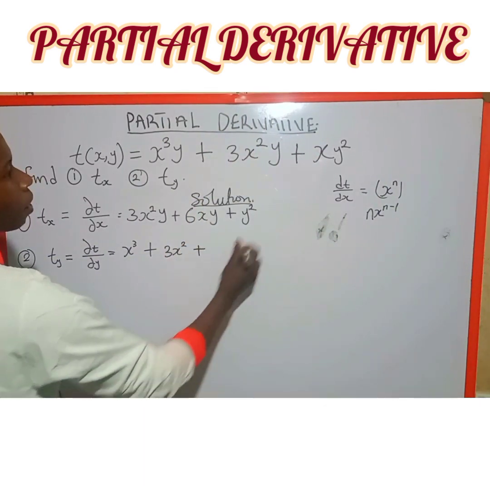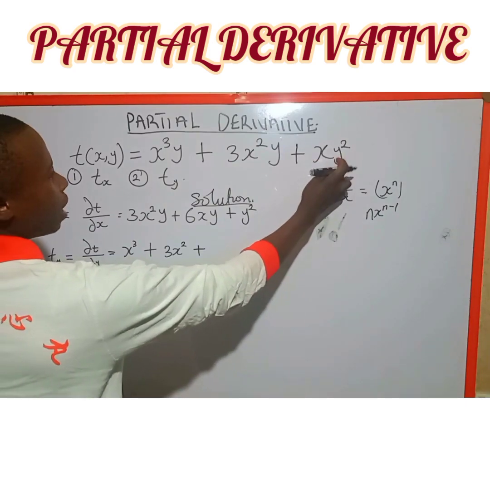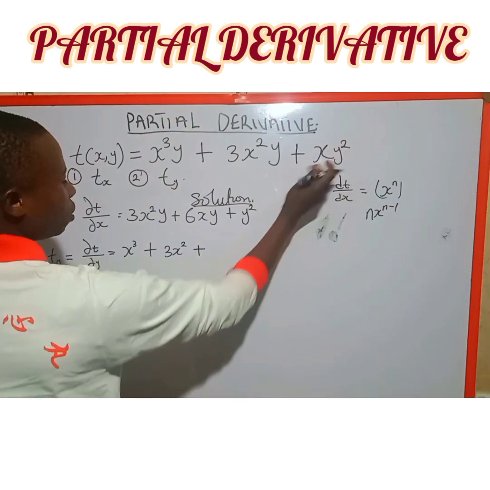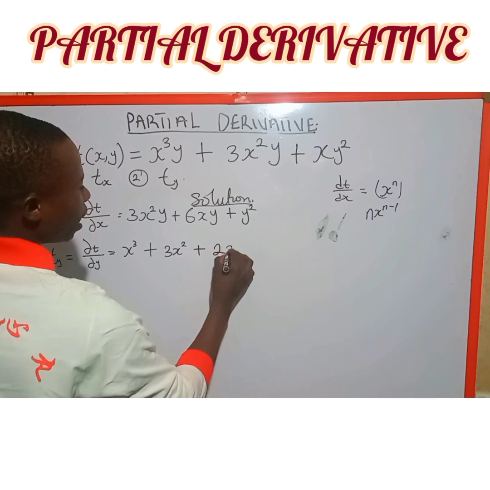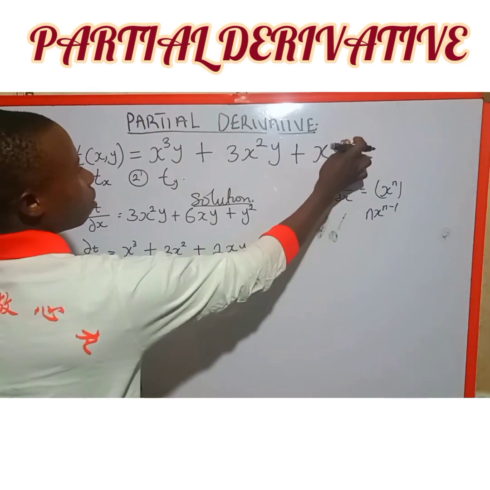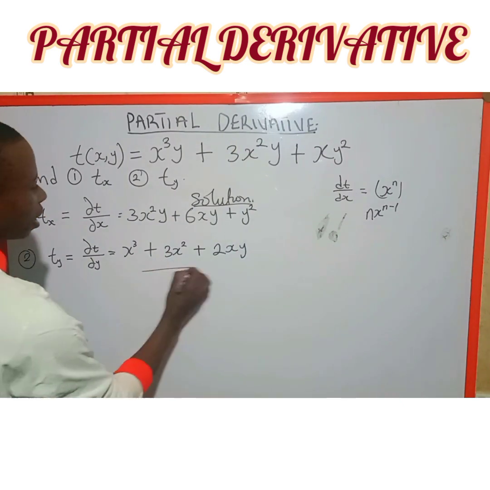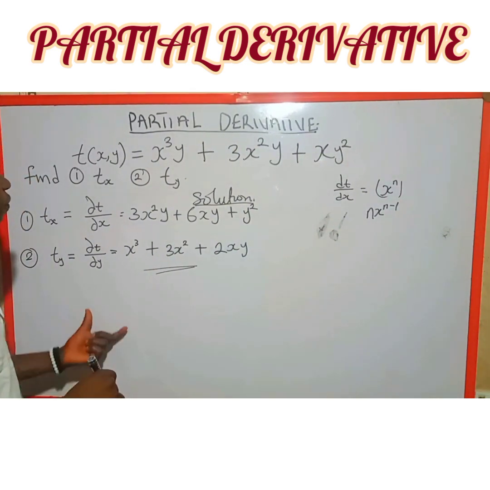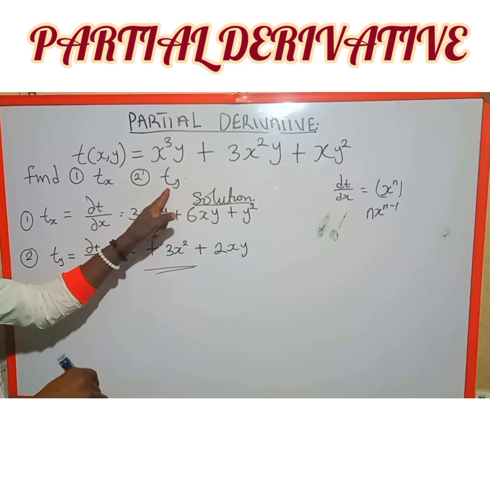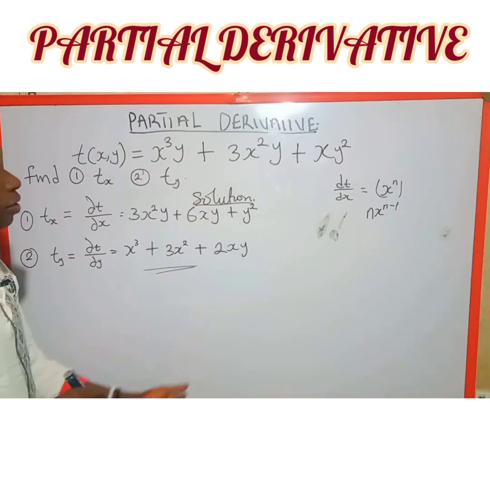Then plus, we have s and y squared here. The 2 multiplied by the whole of this gives me 2sy. Then you take away 1 from 2, it will be 1. So this is the final answer. This is how to find a derivative with respect to s and y in partial derivatives.